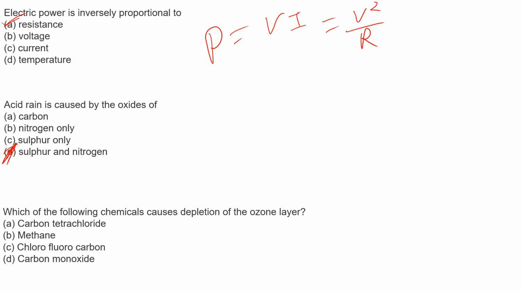Then next question is that which of the following chemicals causes the depletion of the ozone layer? Option A is carbon tetrachloride, option B methane, option C chlorofluorocarbon, option D is carbon monoxide. And I think most of us know the answer of this question, that depletion of the ozone layer is mainly caused by the chlorofluorocarbon. So the correct answer of this question is option C.